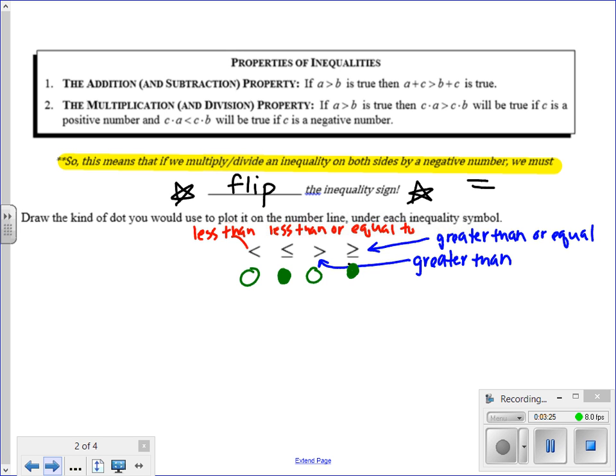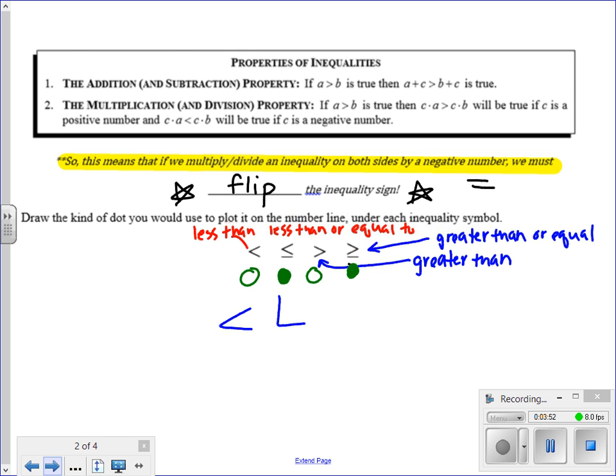Now, if you're having trouble remembering which symbols are less than and which are greater than, here's one way to think about it. These less than symbols here, if you look at them carefully, kind of look like an L that has been smushed together a little bit. So L is for less than. These symbols on the right don't look like L, so they're for greater than.